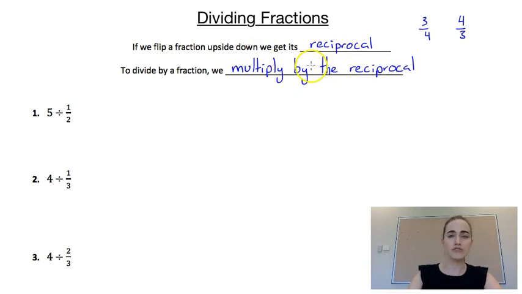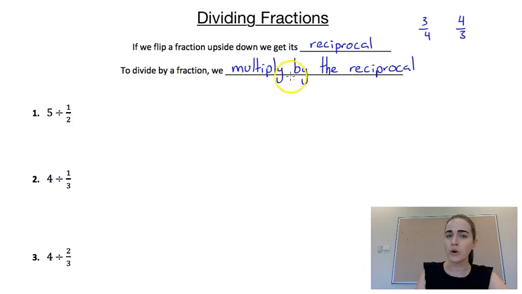Now before we get into this reciprocal stuff, I want you to think about what division means. When we say 5 divided by a half, what we're asking is how many times will a half fit into 5? We know that there's 2 halves in one whole, so 5 wholes is going to have 10 halves in them. So 1 half will fit into 5 10 times.